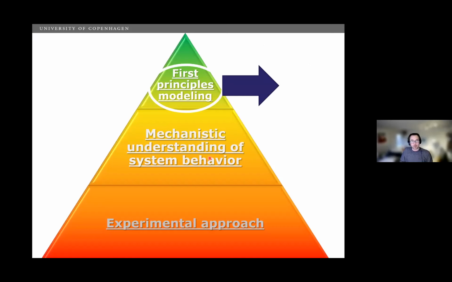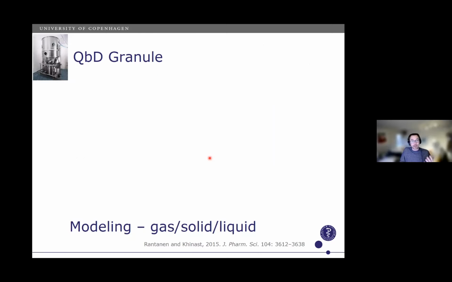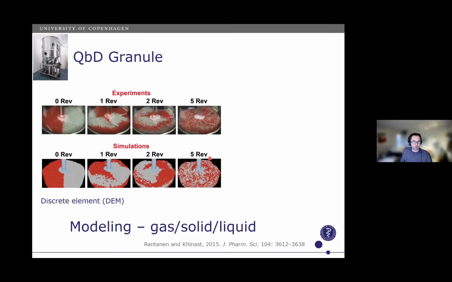And then if you have, so to say, enough time and money to invest and understand the system, you try to build up a mathematical model. So you build up the differential equations that describe how this gas, solid, liquid system behaves. And this can be done with mathematical models. And here is a simplified example of that.